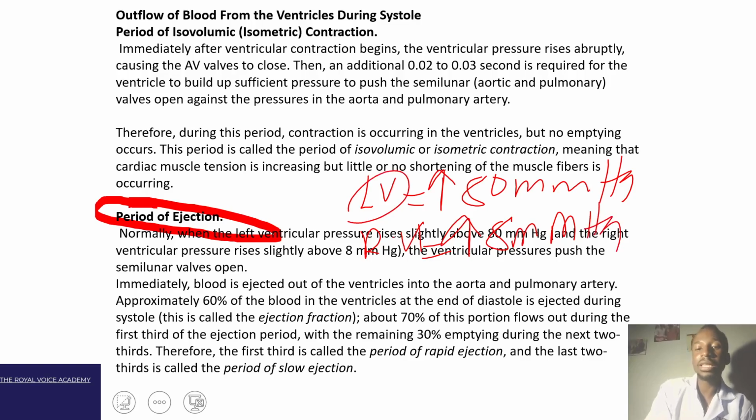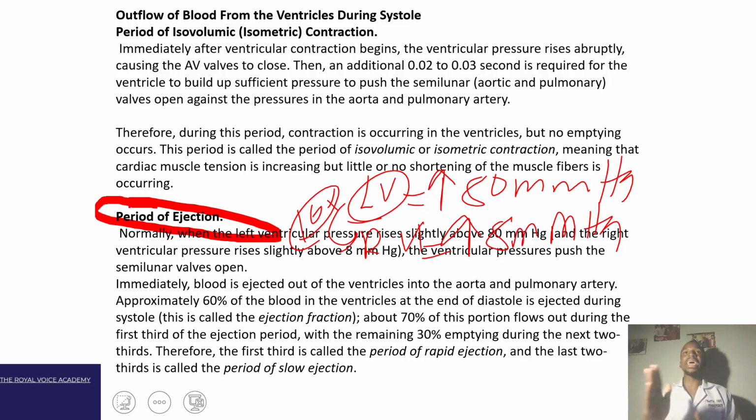So now you can see that your left ventricle is generating close to 10 times the pressure in your right ventricle. So that is why we were developing that high amount of pressure. Now, when you get to above 80 mmHg, your semilunar valves will be forced to open. And now the blood in the ventricles will be pumped out with extreme force. That is what we call the period of ejection.